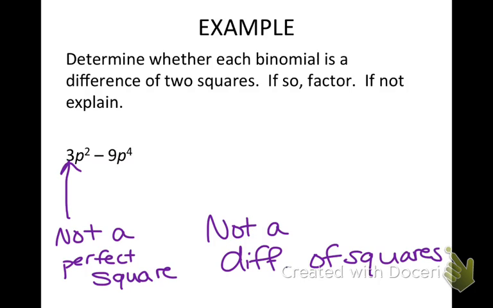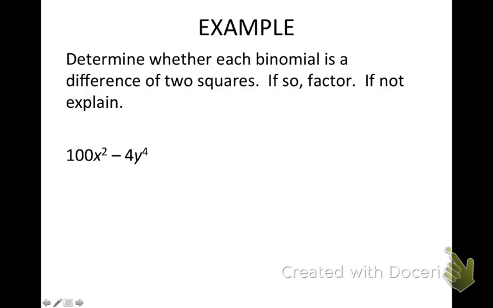Wait, how is it not a perfect square? 3 is not a perfect square. You can't take the square root of 3 and get an integer answer. Okay? If 3 wasn't there, then we'd be good to go. We could factor it. All right, let's do one that is a difference of squares.